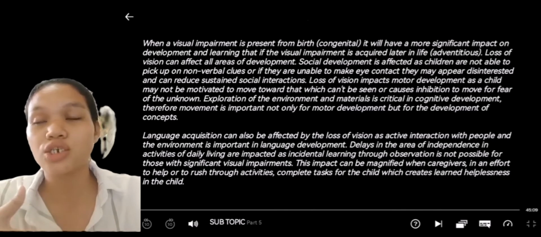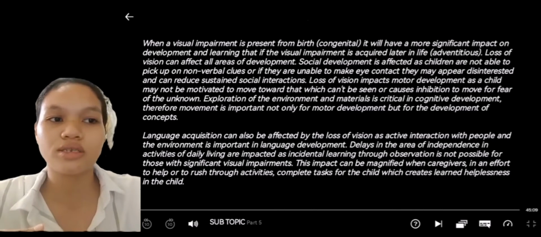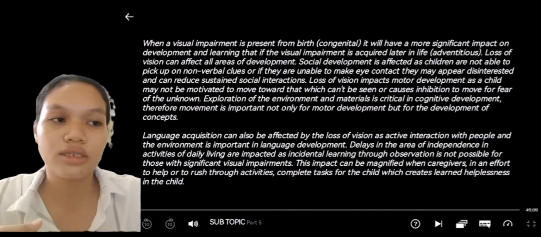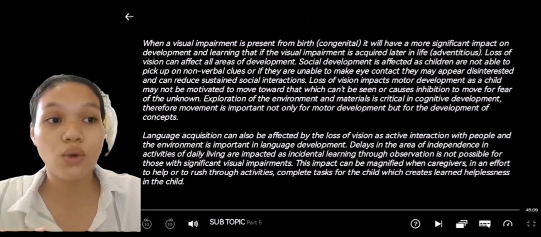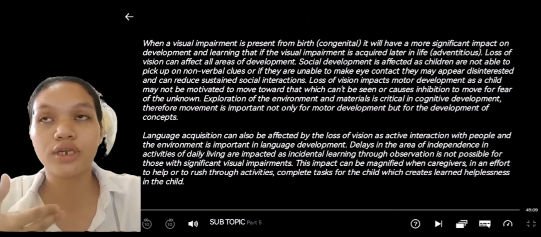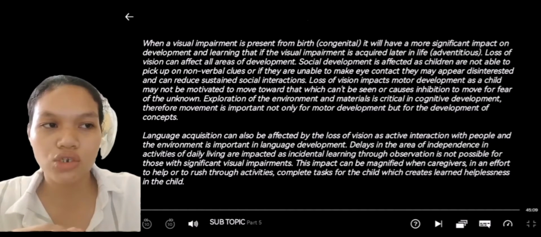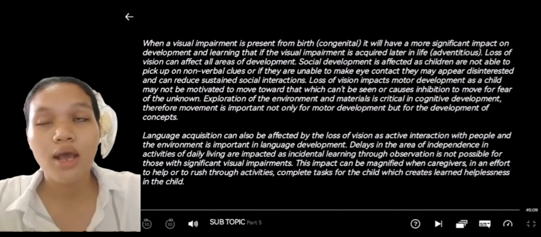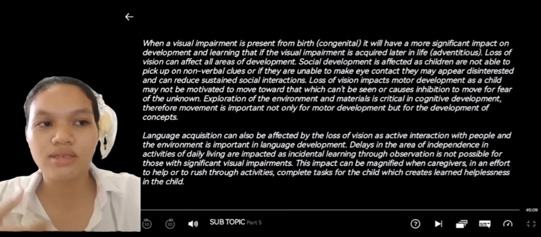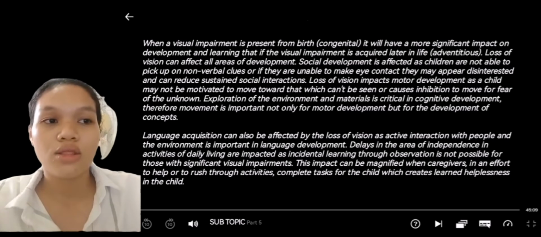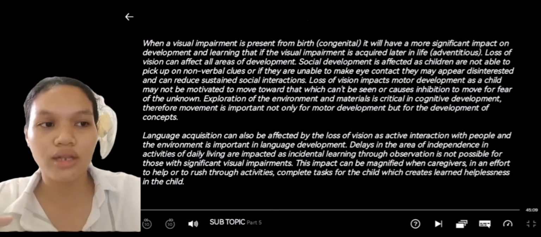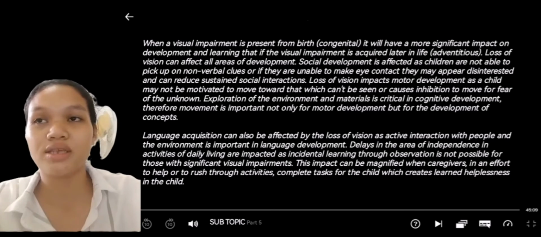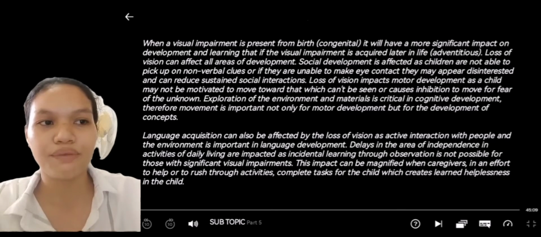So exploration of the environment and materials is critical in cognitive development. Therefore, movement is important not only for motor development but for the development of concepts. So language acquisition can also be affected by the loss of vision, as active interaction with the people around the child and the environment is important in language development.